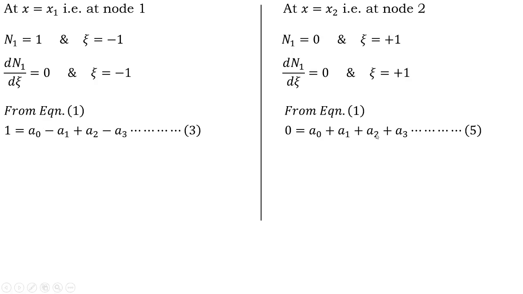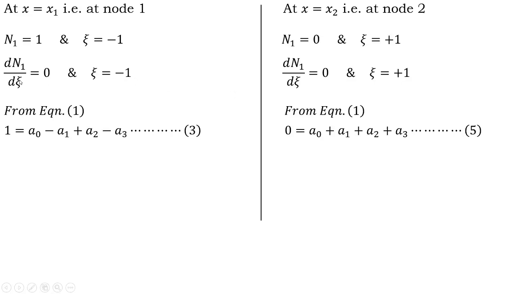Similarly on the other side, when I substitute the values of n1 and zeta at node number 2, as zeta is plus 1, all constants are associated with positive sign, but at left hand side I have n1 value is 0, therefore this is my 0. So this is equation number 3 and this is equation number 5.